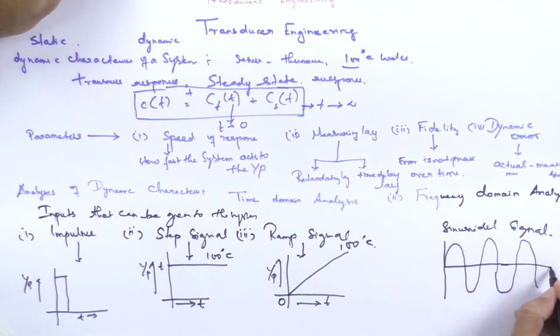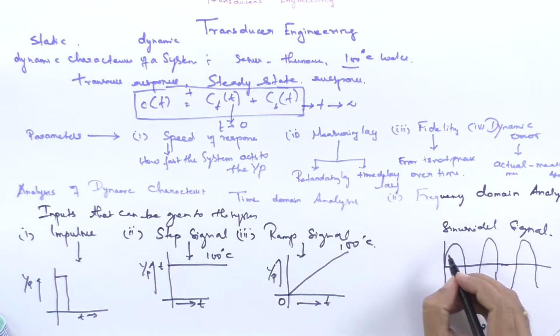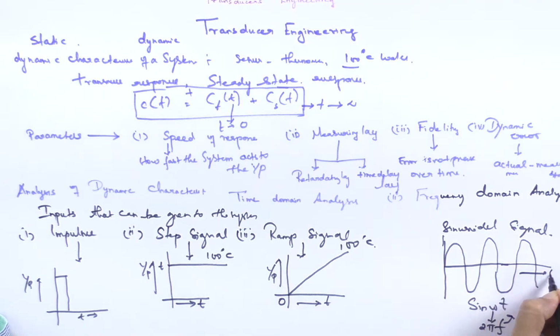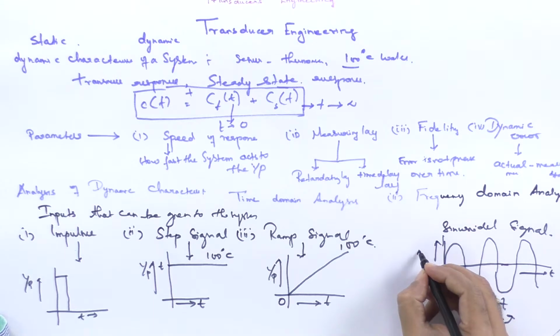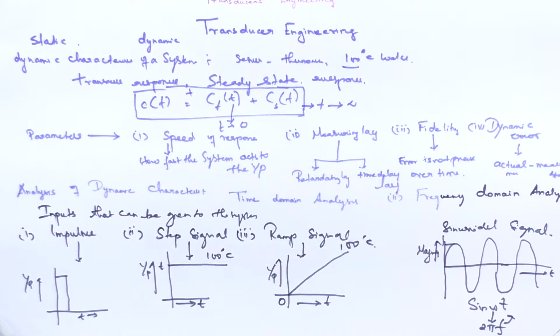As you all know, a sinusoidal signal can be represented as sin omega t, where omega is 2 pi f, where f is the frequency. Sin omega t is represented here as time versus magnitude. There are two factors involved here.